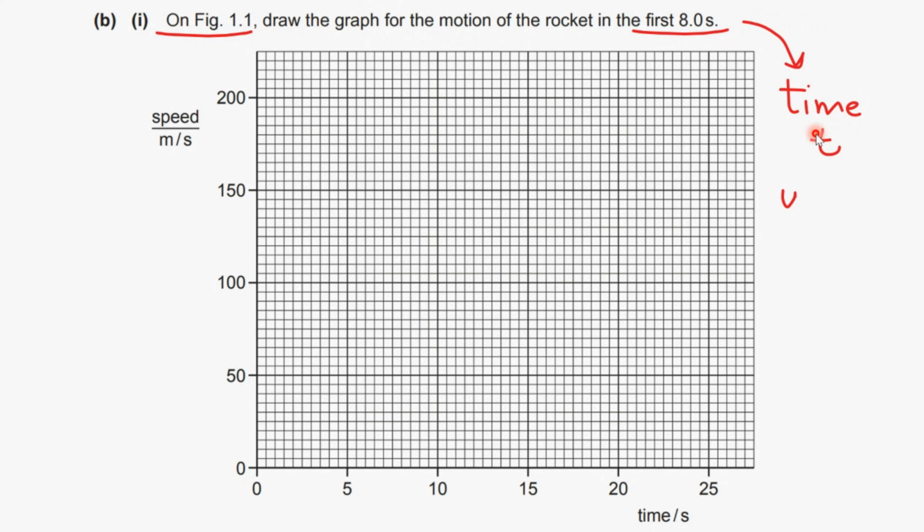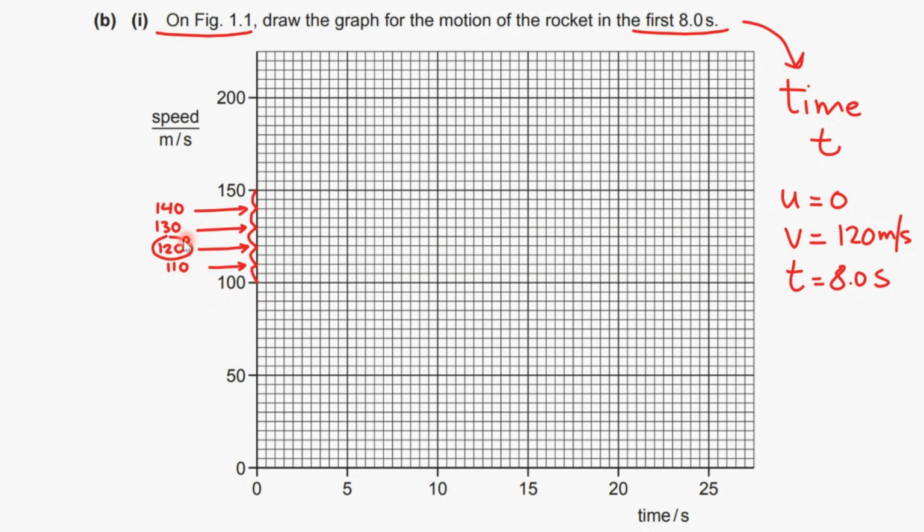Okay, from the previous part, the initial velocity was 0 from rest, and the final velocity was 120 meters per second. And for the third one, the time taken, 8 seconds, as we mentioned before. To determine where exactly the 120 is, we divide from 100 to 150 into 5 sections, and then the 120 is after 2 sections, and we draw the horizontal dotted line from the 120.